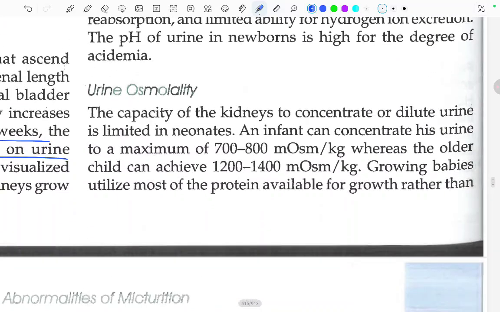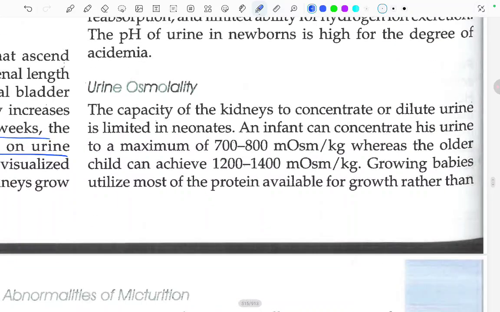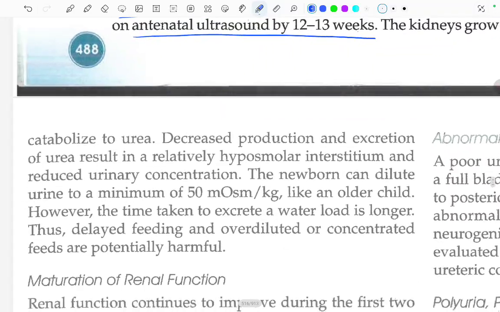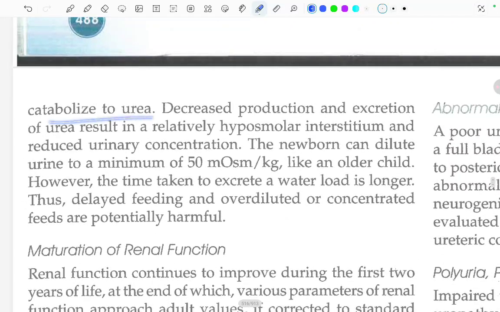Okay. Now coming to the urine osmolality, the capacity of the kidneys to concentrate or dilute urine is limited in the neonates. An infant can concentrate his urine to a maximum of 700 to 800 milliosmol per kg, whereas the older child can achieve 1200 to 1400 milliosmol per kg. Growing babies utilize most of the protein available for growth rather than catabolize it to urea.